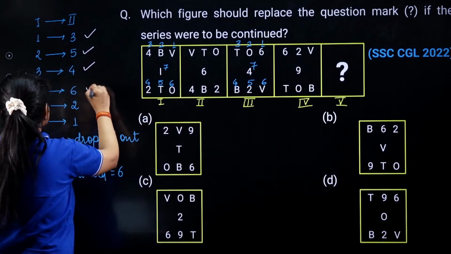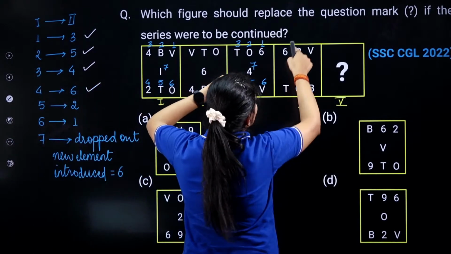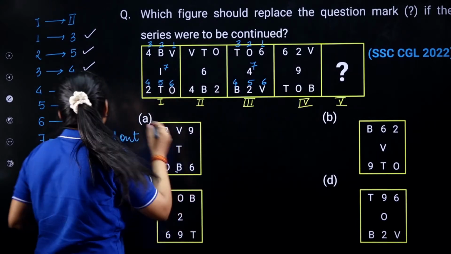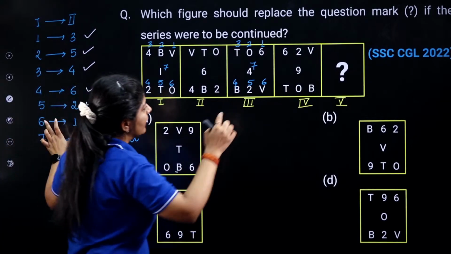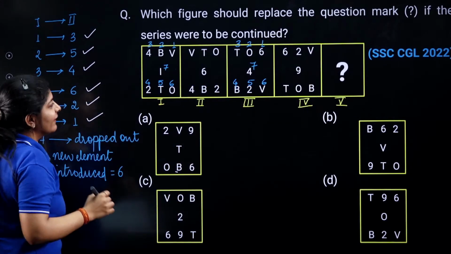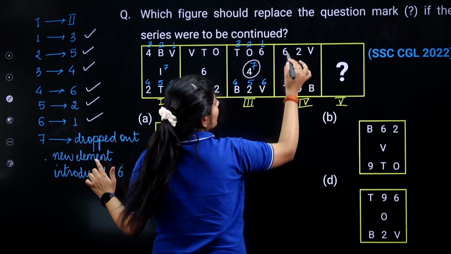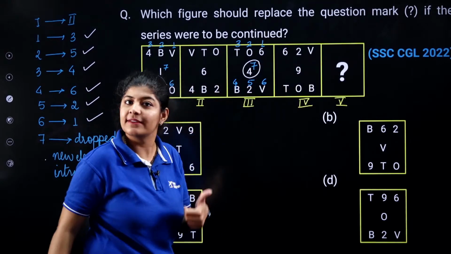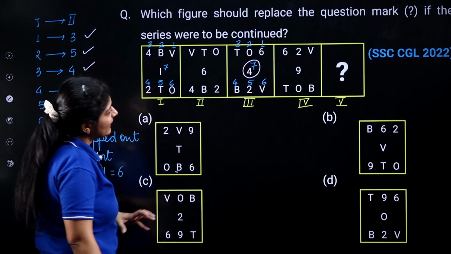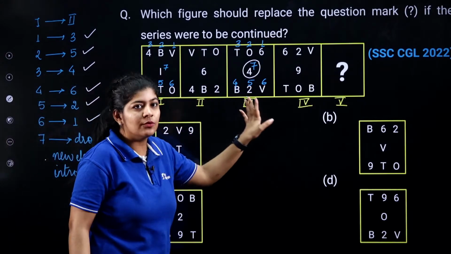Fifth one shifted to second one. Check? Yes. Sixth one is shifted to first position. Check? Yes. Seventh position, whatever number we are having, that is dropped out and a new element is introduced as 9. Check? Yes. But are we getting the same thing while we are transiting from second to third?